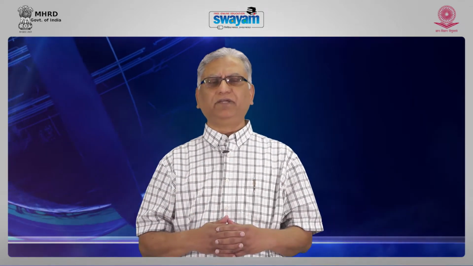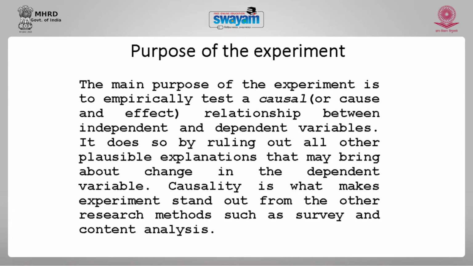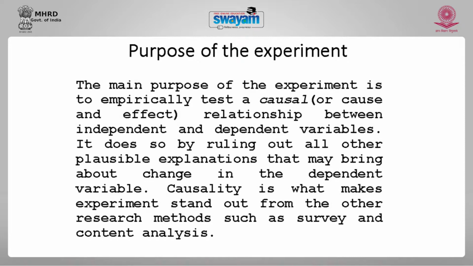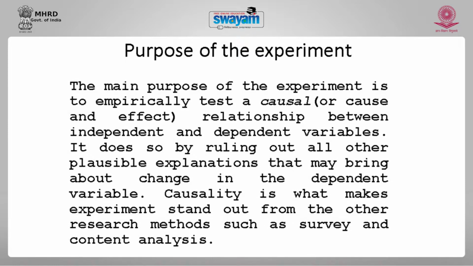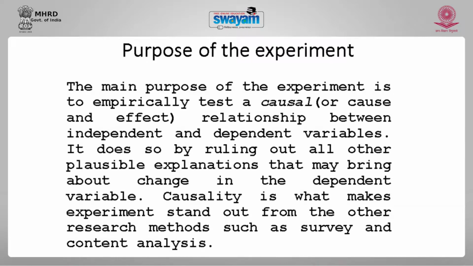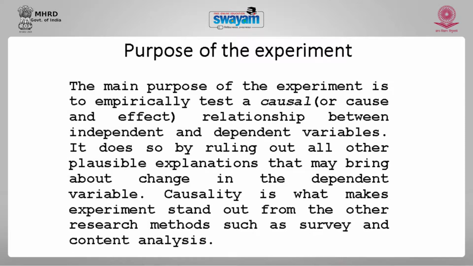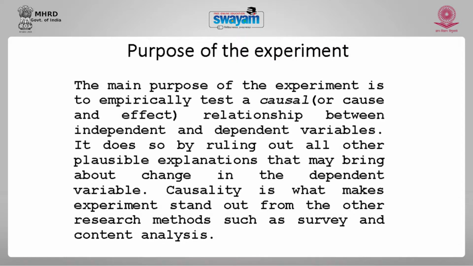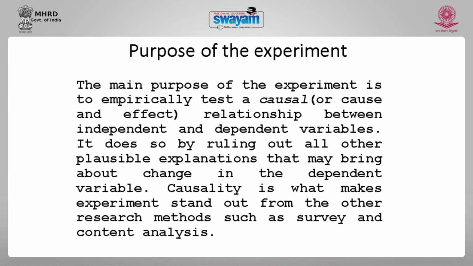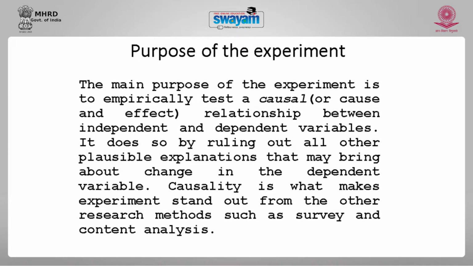So we now know what an experiment is. Let us now try to understand why we conduct an experiment. What is the purpose of the experiment? The main purpose of the experiment is to empirically test a causal relationship between independent and dependent variables. It does so by ruling out all other plausible explanations that may bring about change in the dependent variable. Causality is what makes experiment stand out from the other research methods such as survey and content analysis.